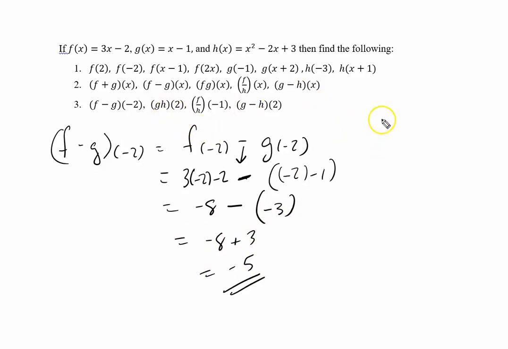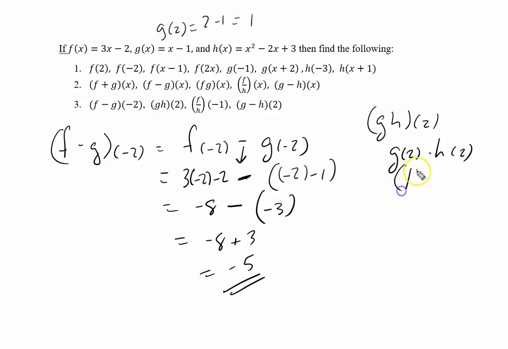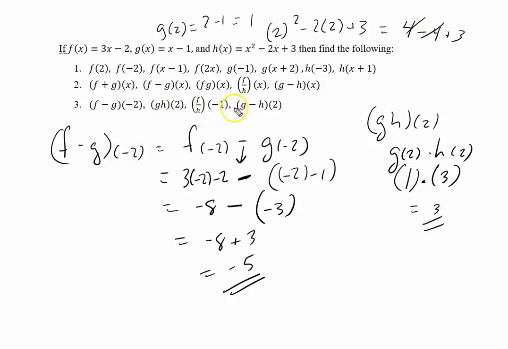All right, g times h, evaluated at 2, is going to be g of 2 times h of 2. So g evaluated at 2 is going to be 2 minus 1, which is 1. And h evaluated at 2 is going to be 2 squared minus 2 times 2 plus 3, which is 4 minus 4 plus 3, which is 3. And 1 times 3 is equal to 3. So that would be my answer for that one.